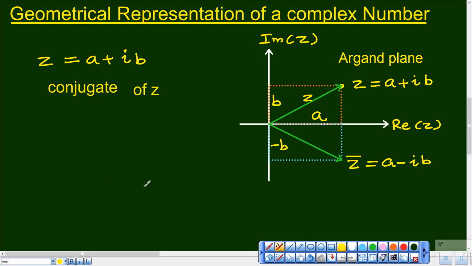Conjugate of Z, which can be called Z bar, is nothing but a minus ib. So remember that a complex number and its conjugate, which is shown by Z bar, read as Z bar, have the same real part, but the imaginary part is the negative of each other. This is what a complex number and its conjugate are.